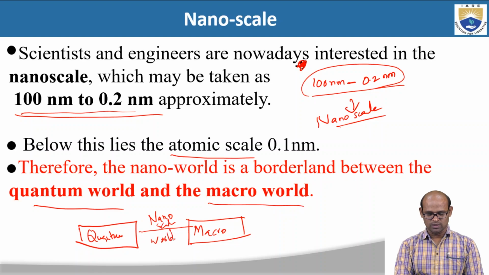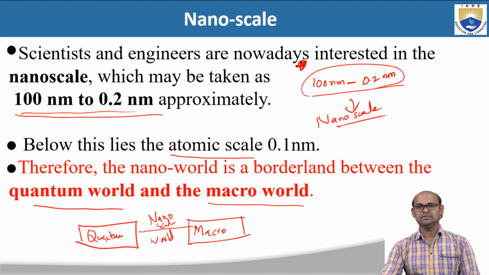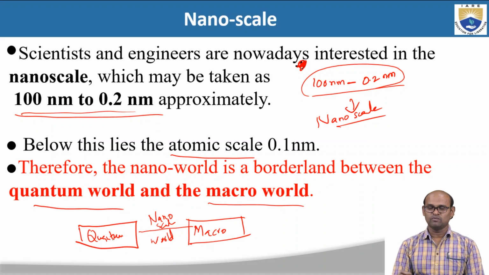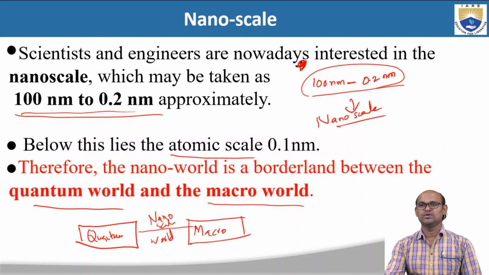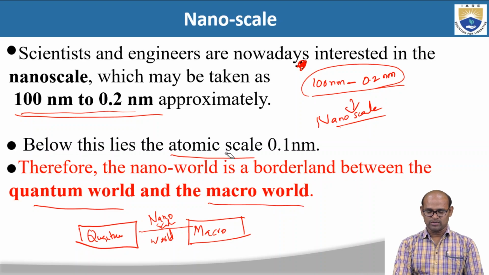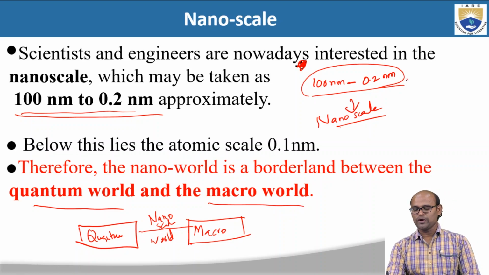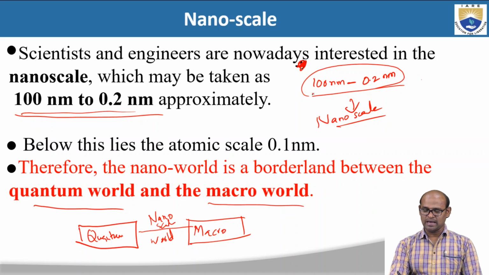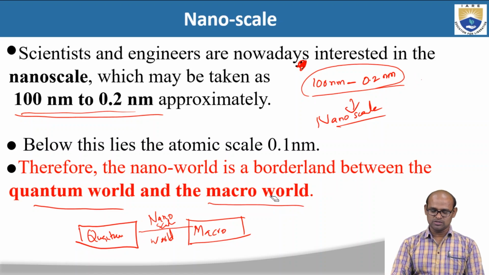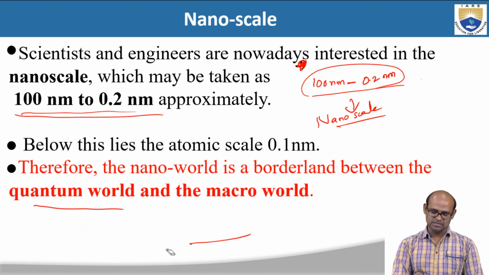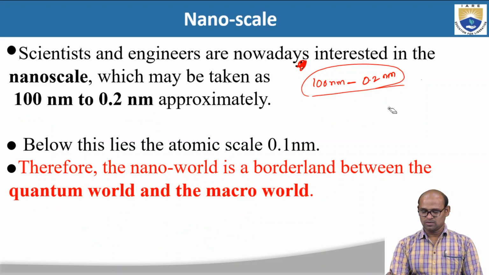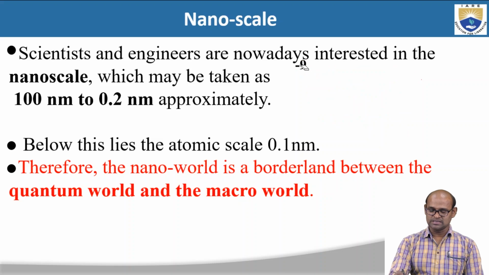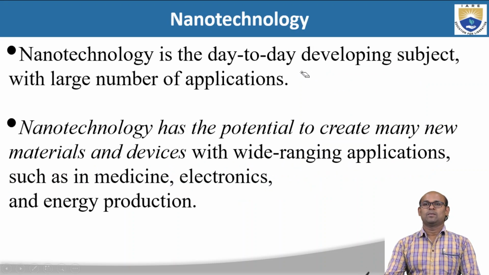This is what is nano world. So nano world is a borderland between quantum world and macro world. Nowadays, scientists and engineers use the range 100 nanometers to 0.2 nanometers as nanoscale. Below 0.2 nanometers you have the atomic quantum world, and above 100 nanometers you have the macro world, going to the millimeters, centimeters range. So nanoscale is a borderland between macro world and quantum world.